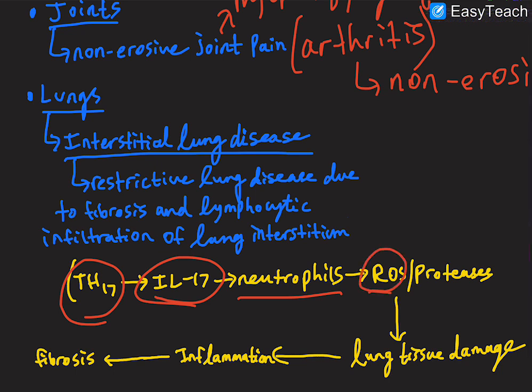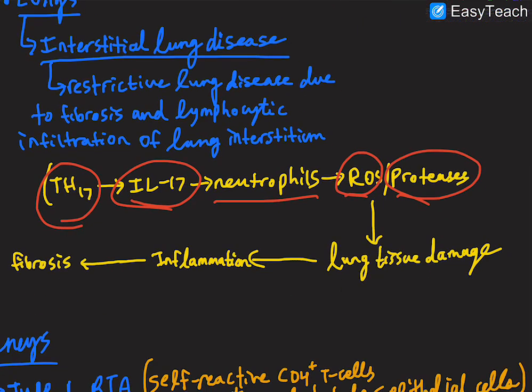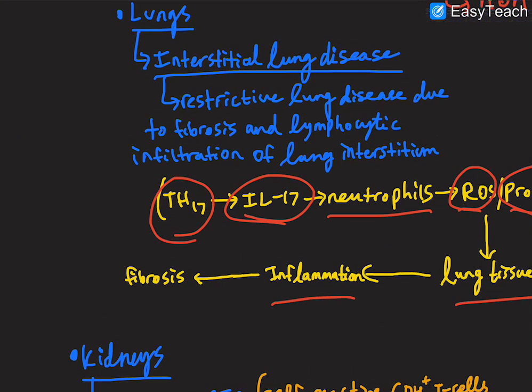Neutrophils release damaging things like reactive oxygen species and proteases, which can damage your lung tissue and inflame it. And we know over time, chronic inflammation like this can lead to fibrosis. If you get fibrosis of your lung tissue, that can lead to interstitial lung disease, which is a restrictive lung disease, right, due to fibrosis and all the lymphocytic infiltration of your lung interstitium.